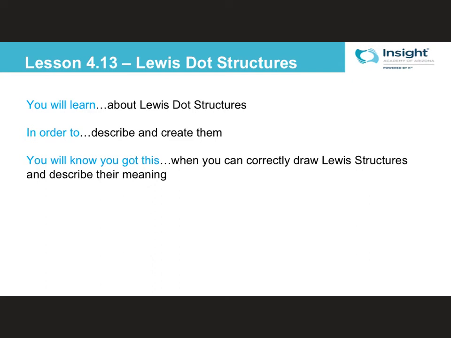Okay, so we briefly looked at this in the last one when we were talking about covalent compounds and how to draw the sharing of electrons. That dot diagram is called a Lewis dot structure. We're going to talk about how you create those, and you can use these to represent single atoms as well as molecules.